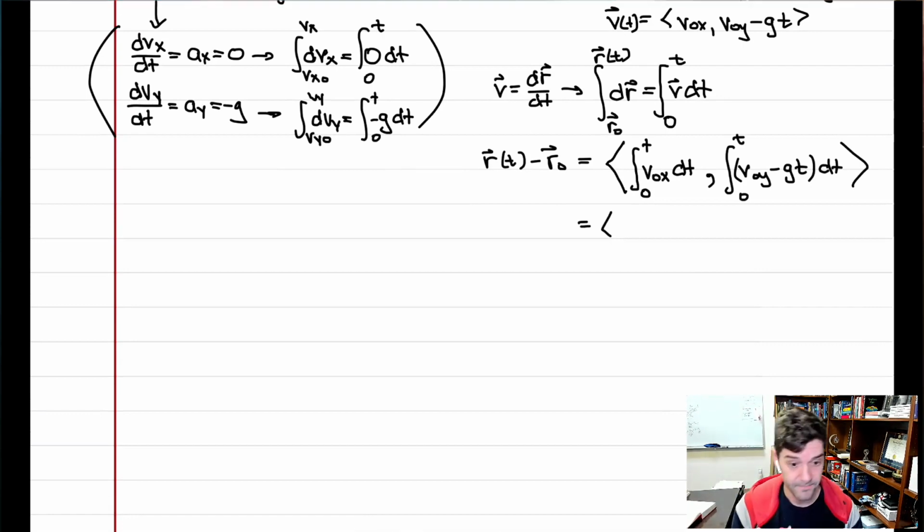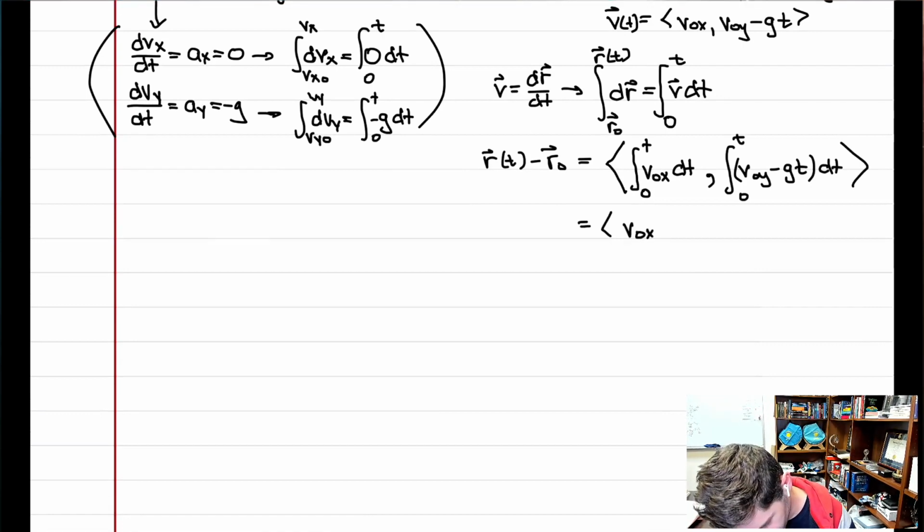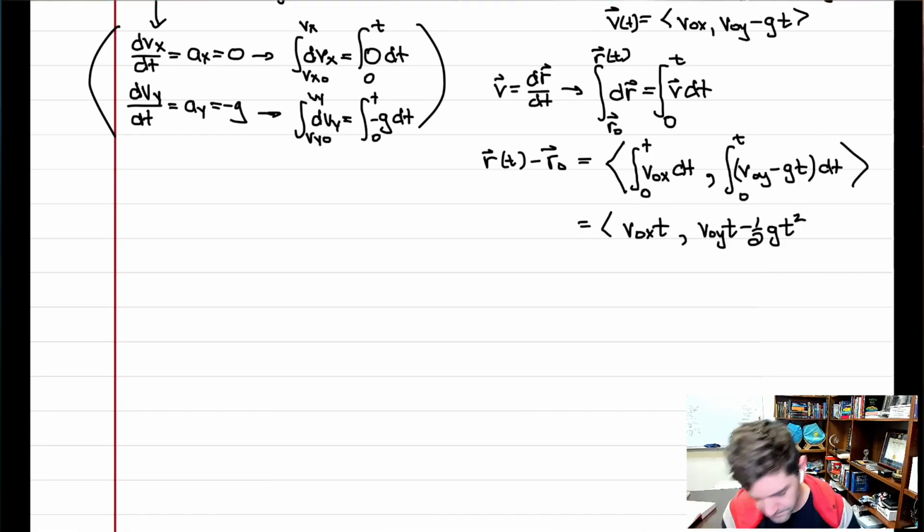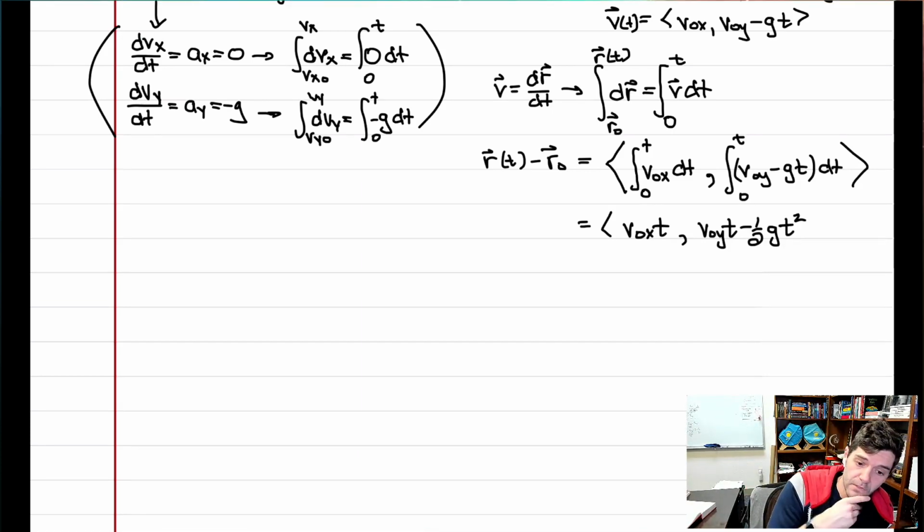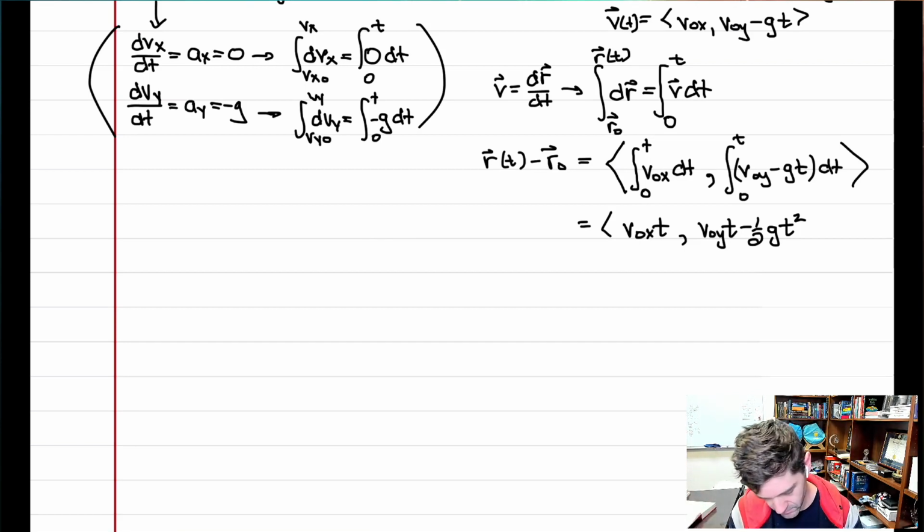This is not too bad. The first component, it's the integral of a constant. The second component, the first term is a constant, and then it's good old polynomial rules. The antiderivative, of course, is negative 1/2 gt squared, but then you have to evaluate that at the top limit minus the evaluation at the bottom limit. But at the bottom limit, it's 0 because t squared goes to 0.